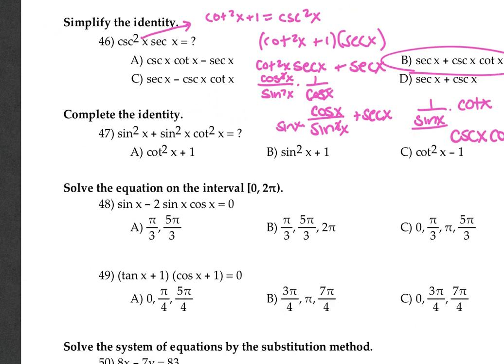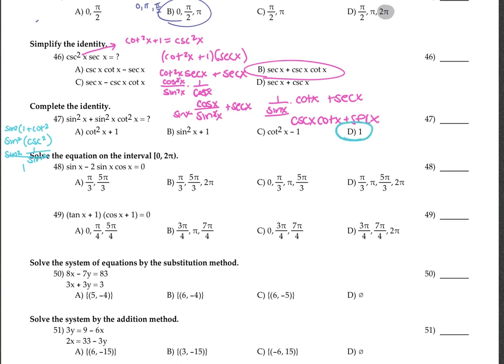All right, 47, you can factor out a sine squared, and I'd get 1 plus cotangent squared. 1 plus cotangent squared is cosecant squared. And sine squared times 1 over sine squared results in just 1, which is D.